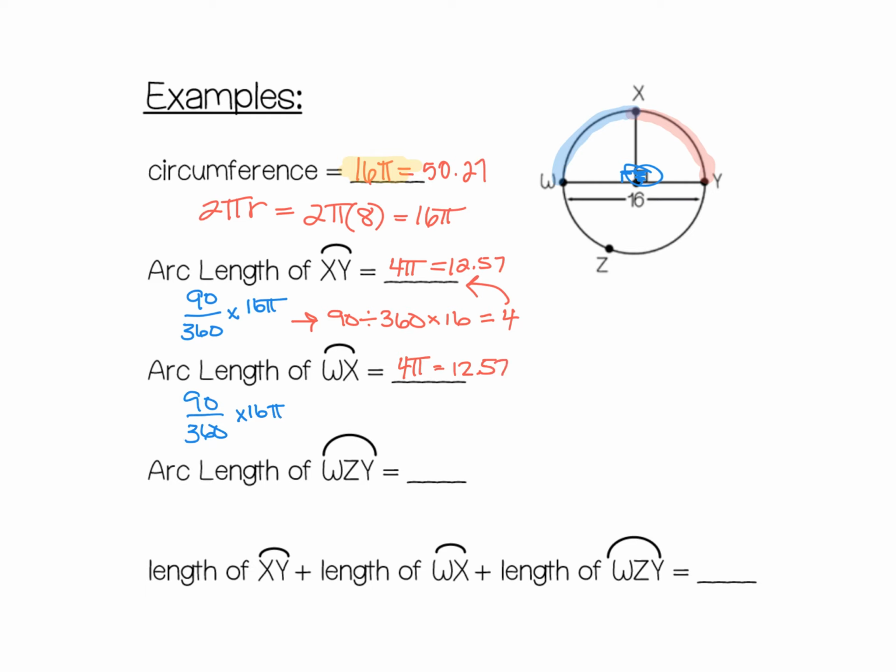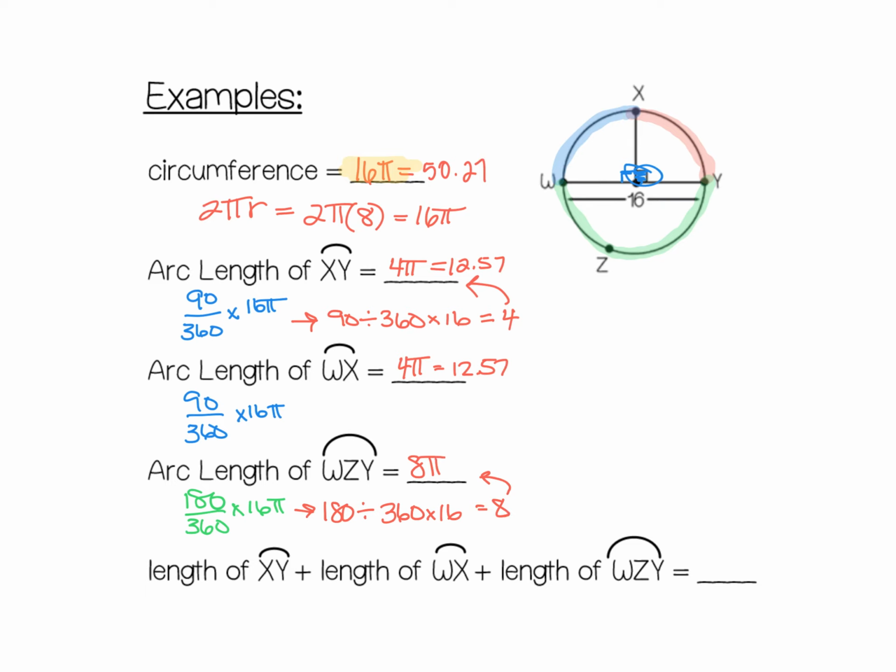Last up, we've got the arc length of WZY, so W to Z to Y. This is half the circle, so there's 180 degrees there. If I show the substitution into the formula here, we'll have 180 over 360 times 16 pi, and same thing if you were typing into the calculator, it would just be 180 divided by 360 times 16, and so this will give you 8, and so then when you write your answer, you just throw the pi symbol on at the end.